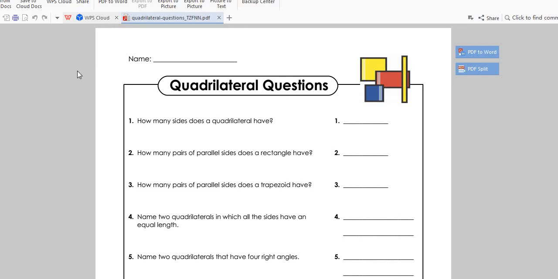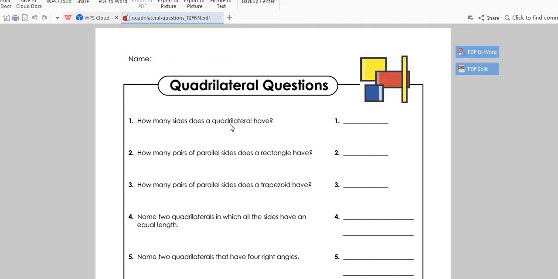We are going to have some worksheets. They are like revision on what we have already taken. We are going to have now a worksheet about the quadrilateral questions. So let's start our session. How many sides does a quadrilateral have?